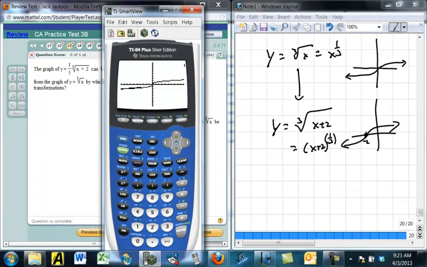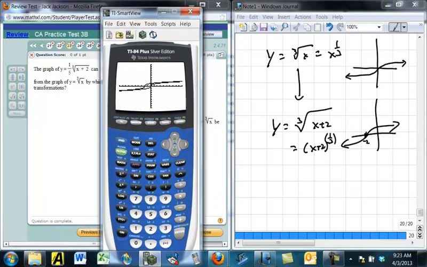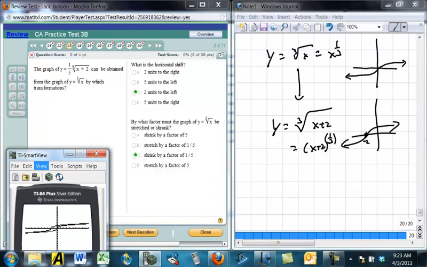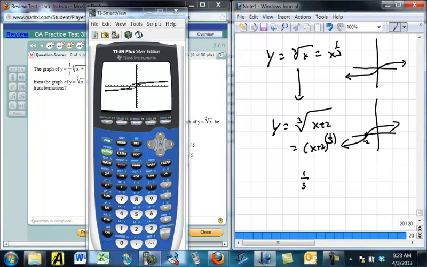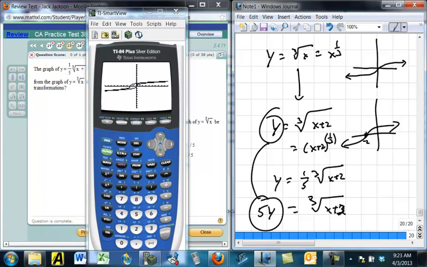And there's our shift to the left, like we expected. So it was left 2, so that's C. And then the 1/5 out front, say we modify this one, 1/5 cube root of x plus 2. We're going to think of that as 5 times y equals the cube root of x plus 2. So we see that that's a change in the y side. Replace y by 5 times y, which we really do is we divide the y's by 5.